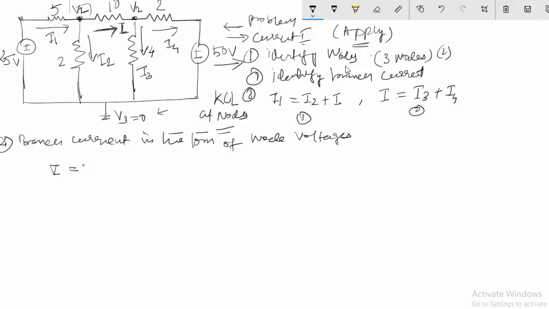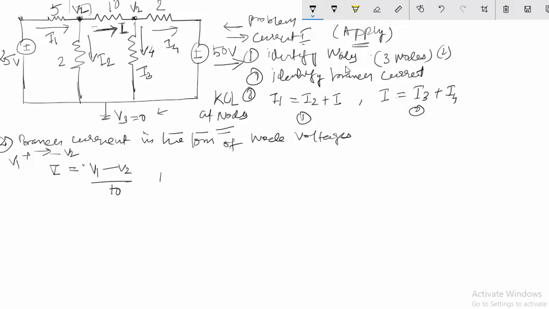So this current is flowing in this direction, so it is always assumed that it is flowing from a higher potential to a lower potential. The higher potential in this case is V1, and the lower potential is V2. So I will write it as V1 minus V2 divided by the resistance, that is 10. So that was my equation of I.